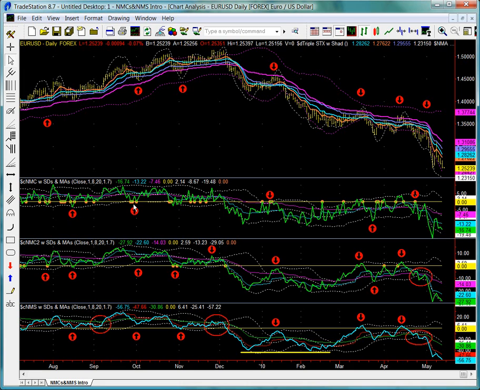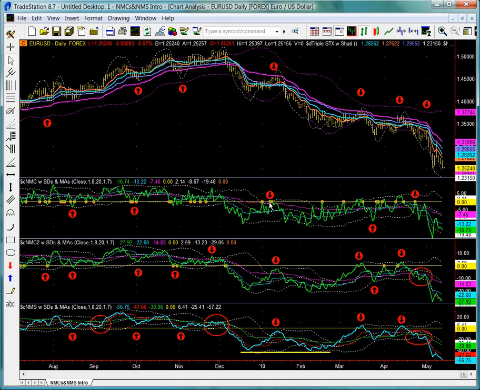Another example here where we have NMC hitting zero, and by the way, hitting its lower standard deviation band, which we previously could not see, that being confirmed by NMC2 also at its lower standard deviation, as well as NMS. And of course, the opposite situation can take place as well.